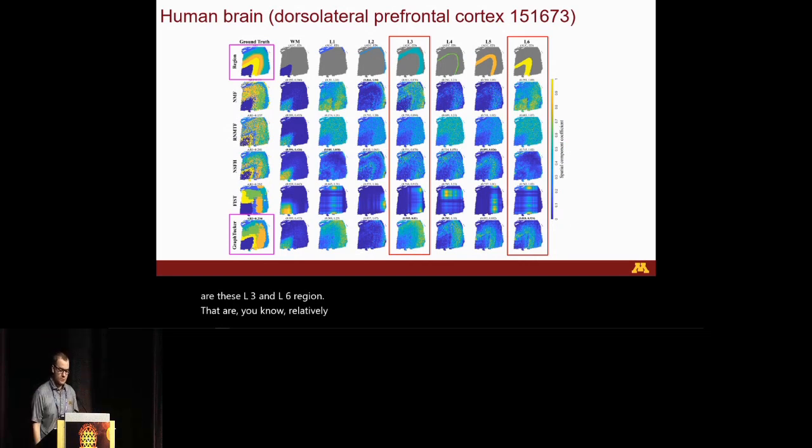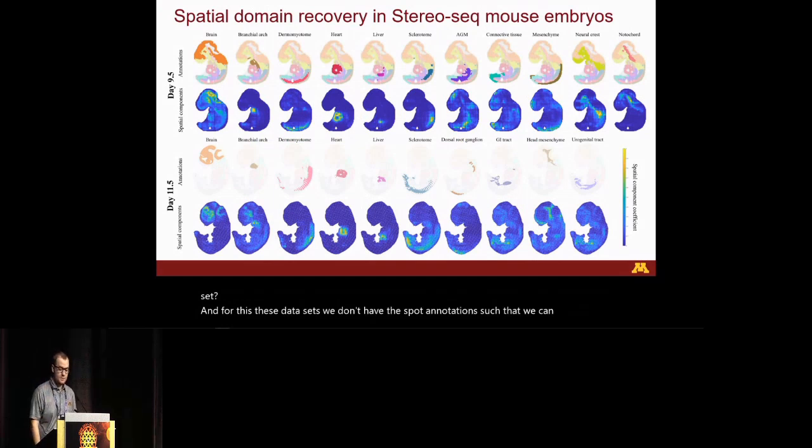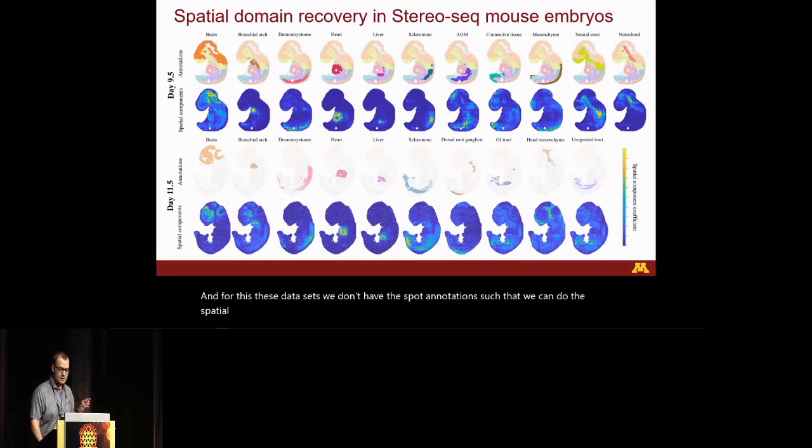And so lastly are these results on this high-resolution Stereo-seq mouse embryo data set. For these data sets, we don't have the spot annotations such that we can't do the spatial component quantification to determine matching. So these were based off visualization alone.